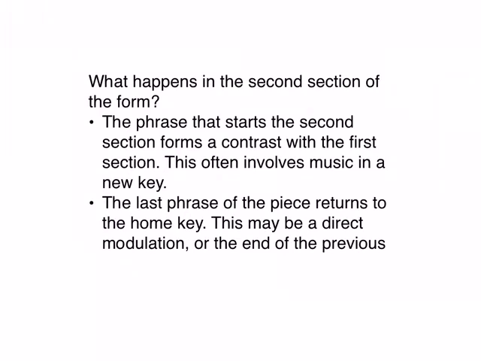So we just talked about what happens in the first section of a binary form, that either we have an authentic cadence in the home key, which makes it a sectional binary, or we have a cadence in a different key, typically in the dominant for major key, and in the relative major if it's a minor key piece. So now what happens in the second section of the form? Usually the phrase that begins the second section forms a contrast with the first section, and this often involves a phrase that either starts or moves to a new key.